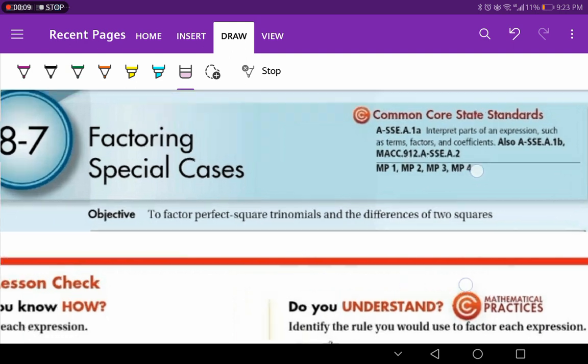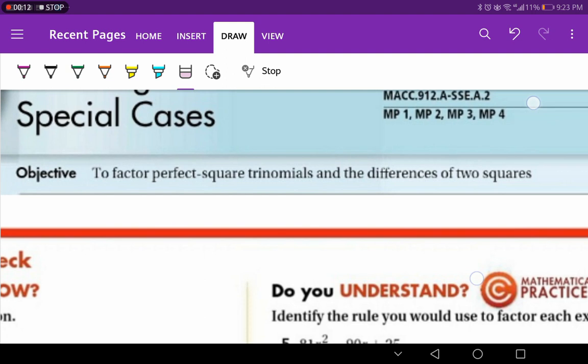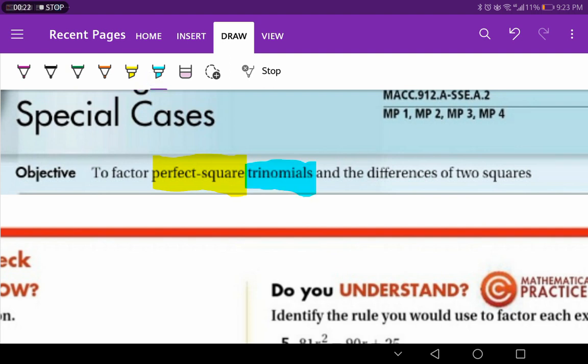Our lesson today is 8-7, factoring special cases, and our objective is to factor perfect square trinomials. Previously you learned the perfect square numbers. Do you remember them? Who remembers them? Can you mention the perfect square numbers?